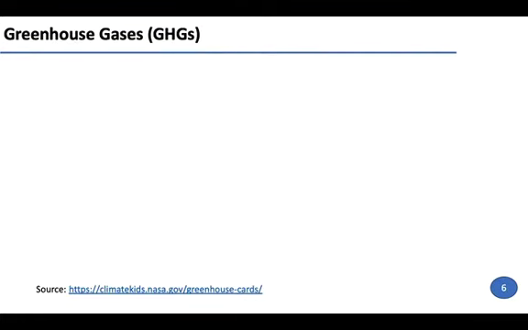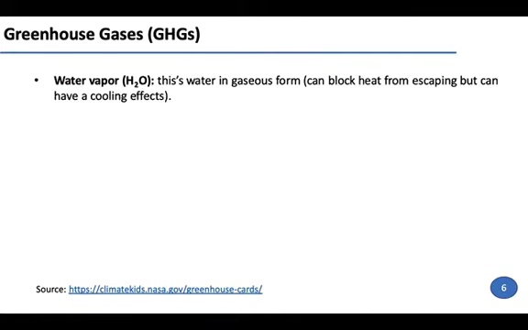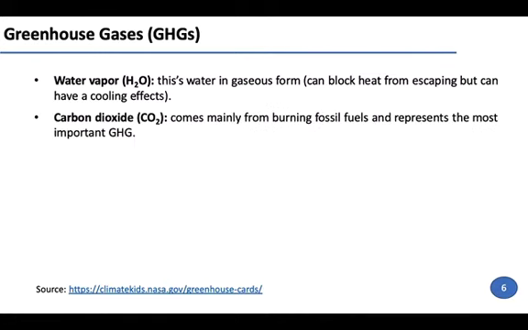When we talk about greenhouse gases, what do we mean actually? We have 6 components. The first is water vapor, which is water in gaseous form, which blocks the heat from escaping from the atmosphere, but it can also have a cooling effect, because the clouds will reflect some of the solar radiation out into space again, not allowing it to reach the Earth's surface.